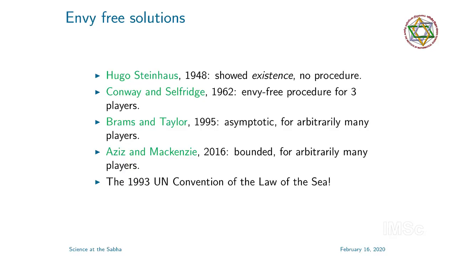And then as recently as 2016, there was a solution given by Aziz and Mackenzie, which is not asymptotic, it terminates. How many rounds of division does it take? It's a tower of n of height 6. And they are working on bringing it down to 3. But anyway, it's bounded. And this, I cut, you choose, has many, many applications.